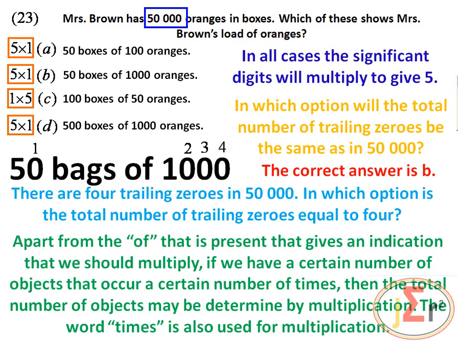So we have many ways that we could tell that we need to multiply. One, if we use a small model with less oranges, the total will be achieved by multiplication. The "of" that we have there tells us that we should multiply also, and if we have a certain number of objects occurring a certain number of times, it means that we also need to multiply.